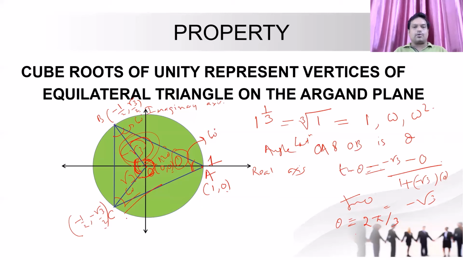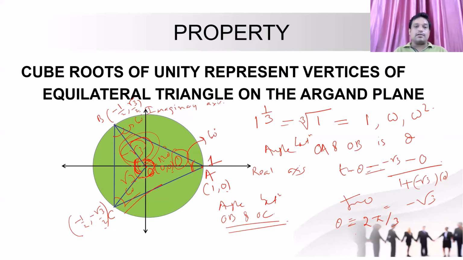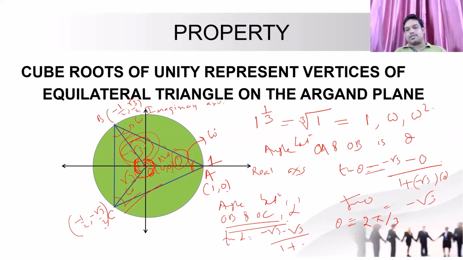One more: we can find the angle between OB and OC also. The slopes are minus root 3 and root 3. Let the angle be alpha. So tan alpha is (minus root 3 minus root 3) divided by (1 plus root 3 into minus root 3), that is minus 3. This equals minus 2 root 3 divided by minus 2, and the minus signs cancel, so root 3. Root 3 means tan 60 degrees.